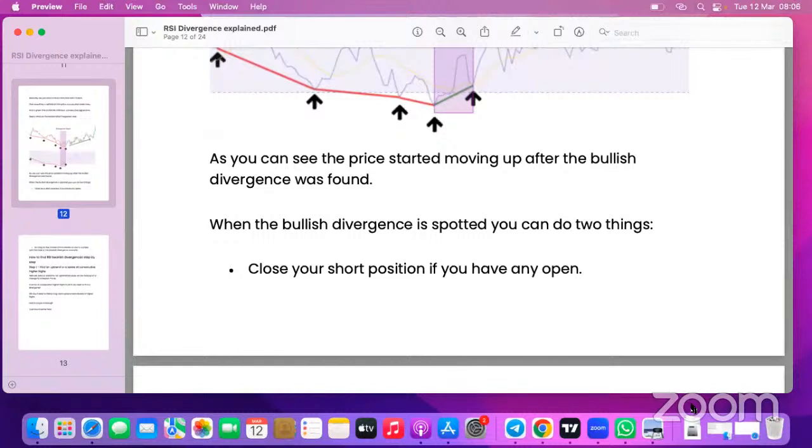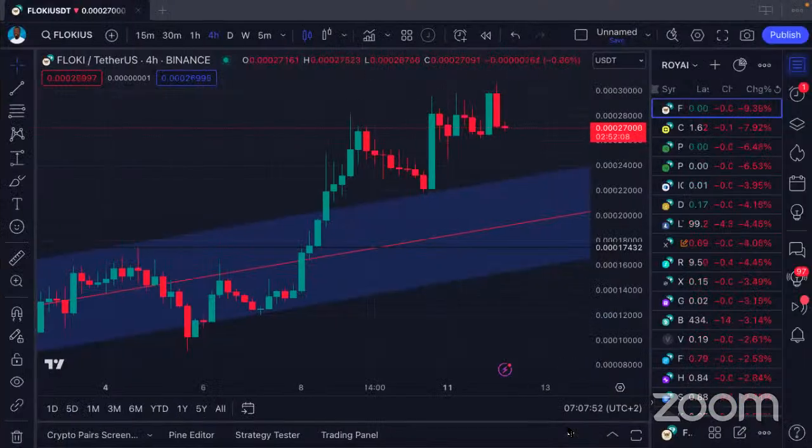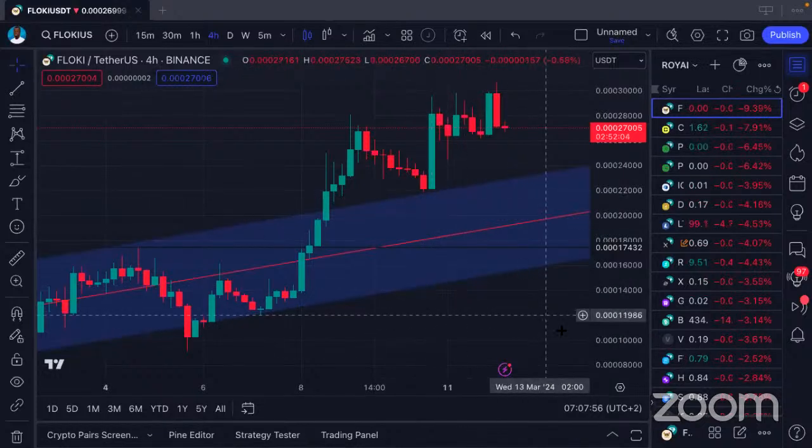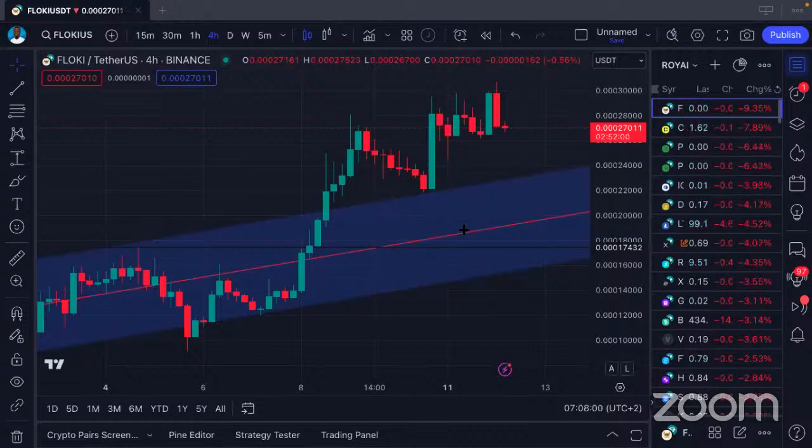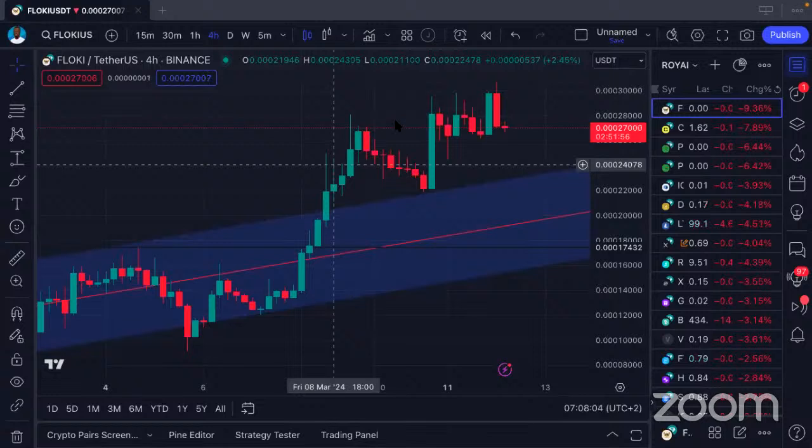So now what we want to do is go to TradingView. If you can see my TradingView, give me one in the chat.